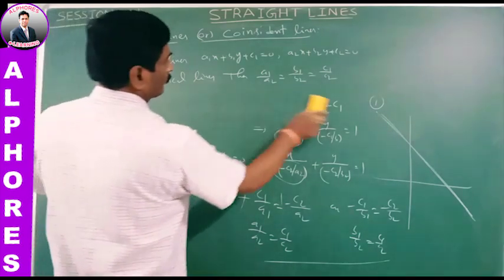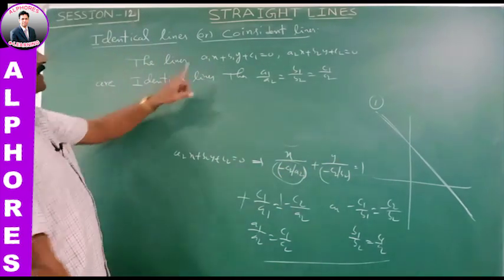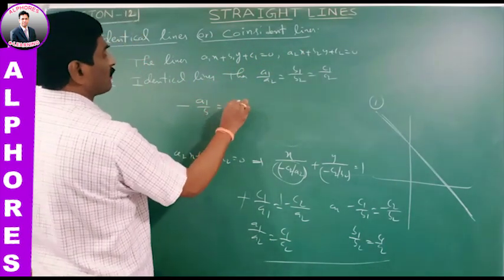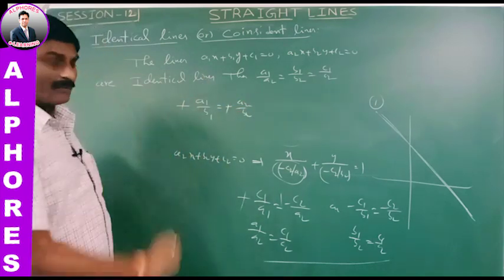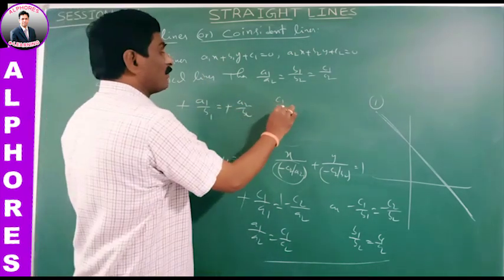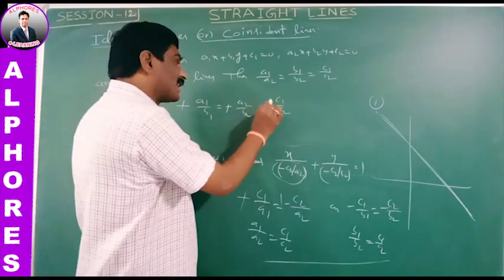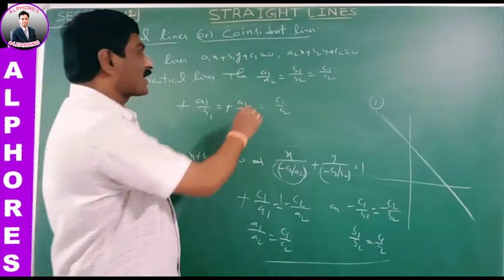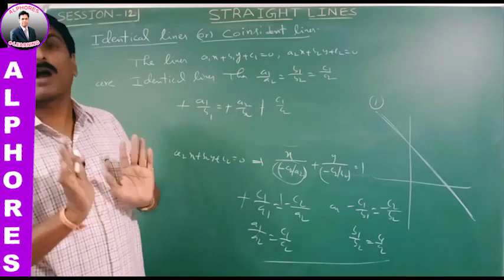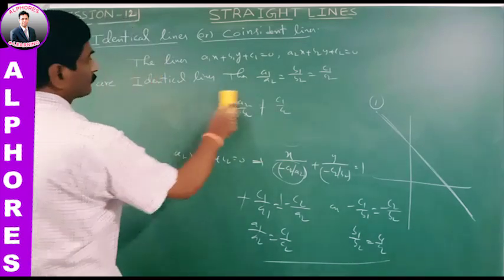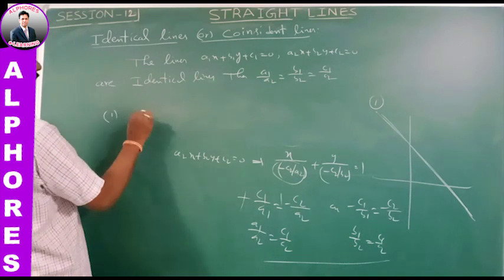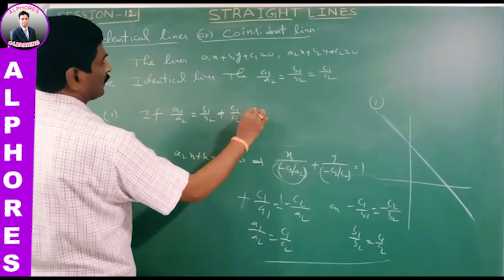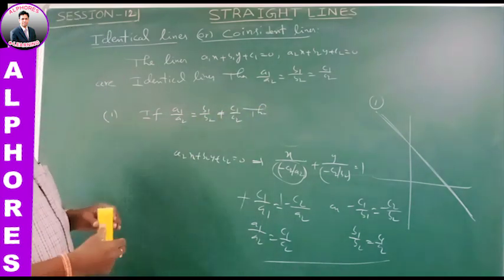Note point. If these lines are parallel, what is the condition? Slopes are equal. Slopes means minus a1 by b1 is equal to minus a2 by b2. Enough. If two lines are parallel, this is the condition. c1, c2 may or may not be equal. If c1 by c2 is equal to the same ratio, they are coincident lines or identical lines. Not equal c1 by c2, they are only parallel, not coincident. Please note that point. If a1 by a2 is equal to b1 by b2 not equal to c1 by c2, then the two lines are parallel, not coincident.